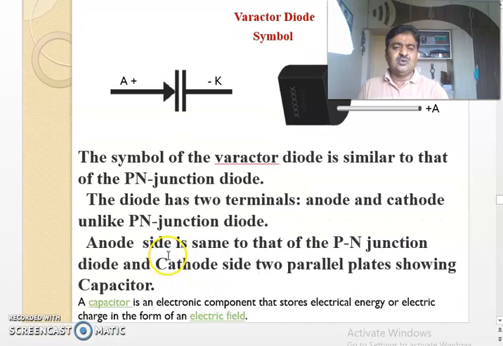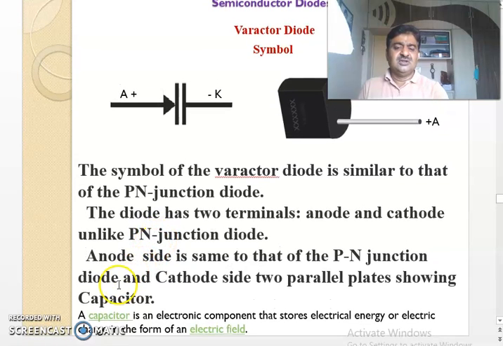A capacitor, you know what a capacitor is? A capacitor is an electronic component or electronic gadget. It stores electrical energy or electric charge in the form of an electric field. Such a symbol is shown towards the cathode side.